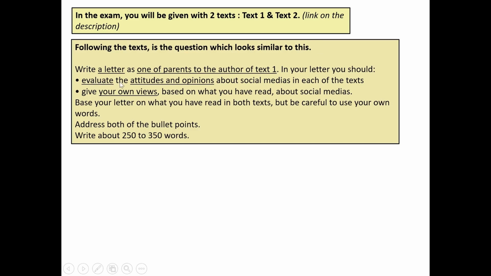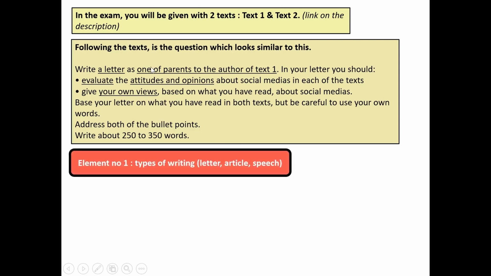Write a letter as one of the parents to the author of text 1. In your letter, you should evaluate the attitudes and opinions about social media in each of the texts. Give your own views based on what you have heard about social media. Base your letter on what you have read in both of the texts, but be careful to use your own words. Address both of the bullet points. Write about 250 to 350 words. Okay? Let's take a look at every single one of the components, or elements.